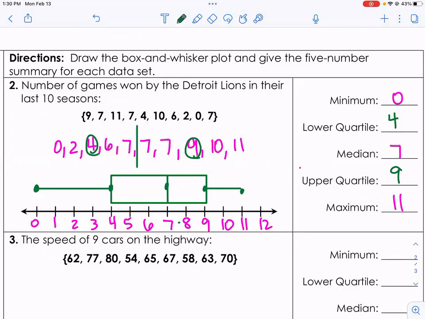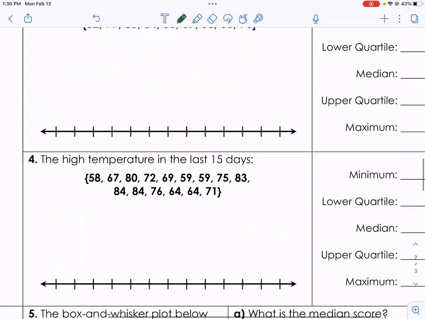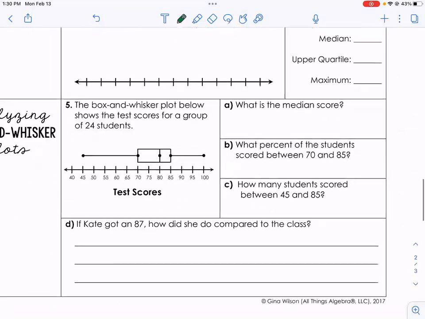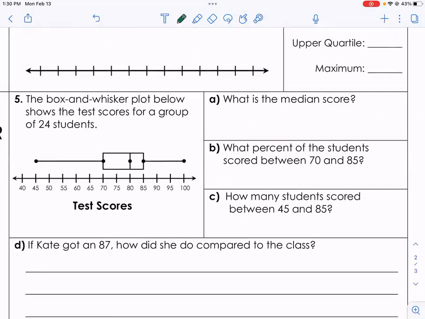Okay, all right, so now let's interpret. I want you to go down to this number 5. Here is a box and whisker plot for test scores of 24 students. Okay, well, sometimes we have bad days. So Seth, what's the median score? 80. He just looked at this right here. 80 is the median score.